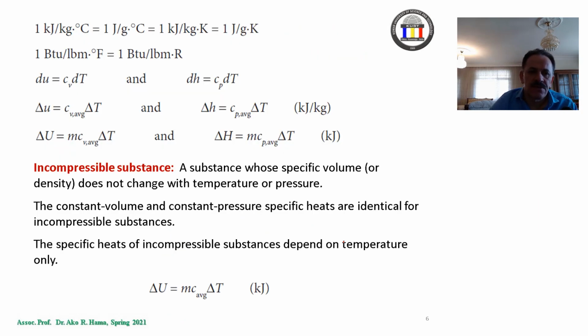Here are some definitions that we have. 1 kilojoule per kilogram per degree Celsius is the same as 1 joule per gram per degree Celsius. 1 kilojoule per kilogram per Kelvin is the same. And we have du, the amount of internal energy, which depends on dT. It means that if you have temperature and u, which is the energy, increasing the temperature will help you increase the internal energy u.